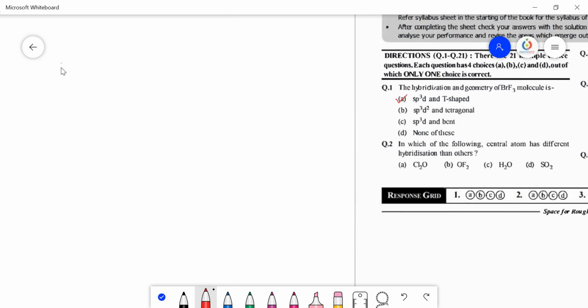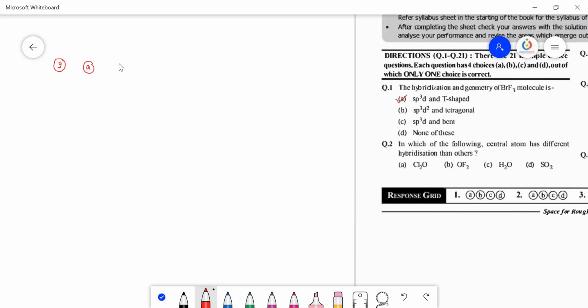Now let's try to solve question number 2. In which of the following does the central atom have a different hybridization than the others? So let's try to see the hybridization of the central atom of each and every option.